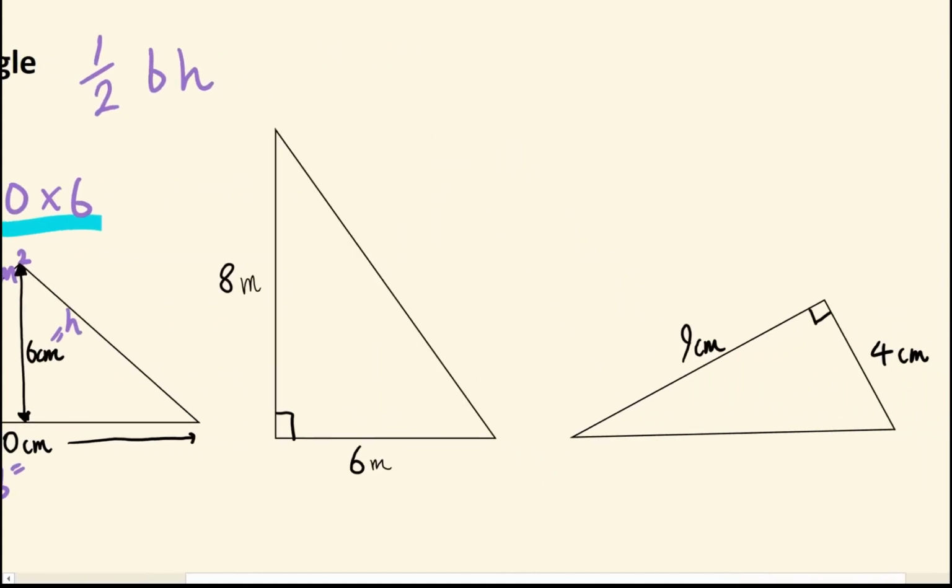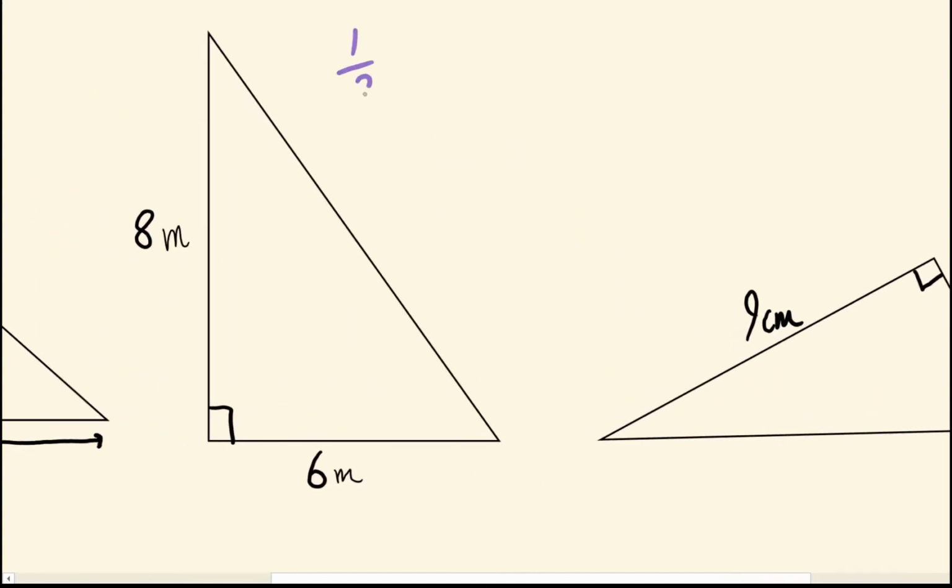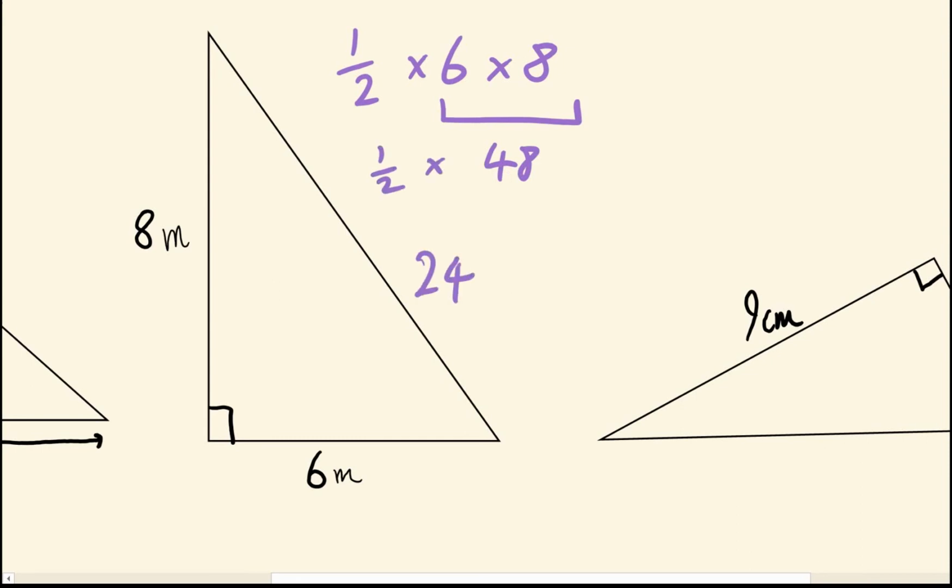Let's do a couple more. Here the exact same thing, half times the base, which is 6, times the height, which is 8. I would work out 6 times 8 first. That gives you 48, and then you want half of 48. And if you halve 48, that would give you 24. Check the units again. These are in metres, so it's going to be 24 metres squared.